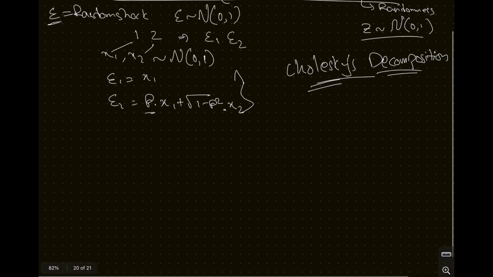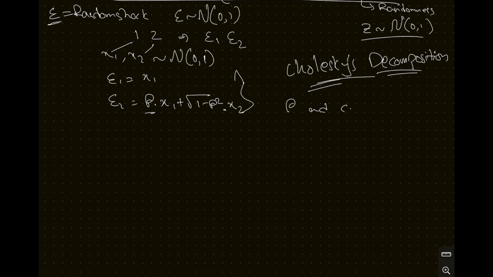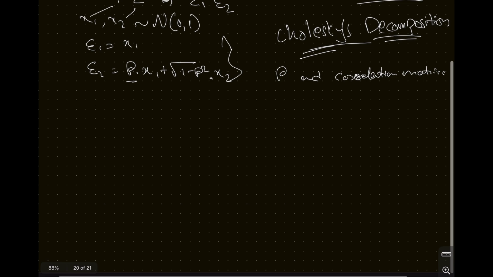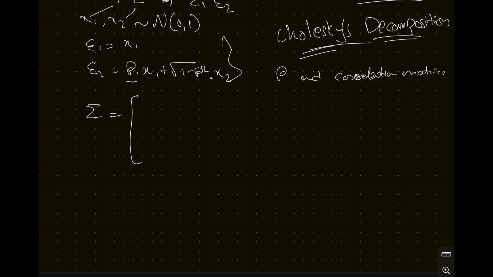First we calculate the correlation, that is rho, and then create a correlation matrix, the matrix that we've seen. Let's say the matrix is sigma, and we have rho 11, rho 12, rho 13, rho 21, rho 22, rho 23, and rho 31, rho 32, rho 33. These are the correlations between stock 1, stock 2, and stock 3. So this is what we have.